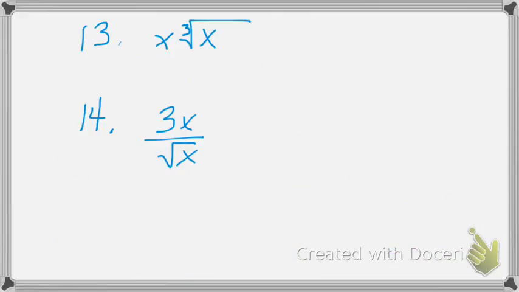Alright, 13. This one's a little different because I need to combine the x's. So what I'm going to do first is change the second one to x to the 1/3, because it's a cube root. When I'm multiplying x's together, I add exponents, so I'm adding 1 plus 1/3. That's 4/3. And so there's my answer. If I was raising something to a power, I would multiply, but when I'm multiplying, I add exponents.